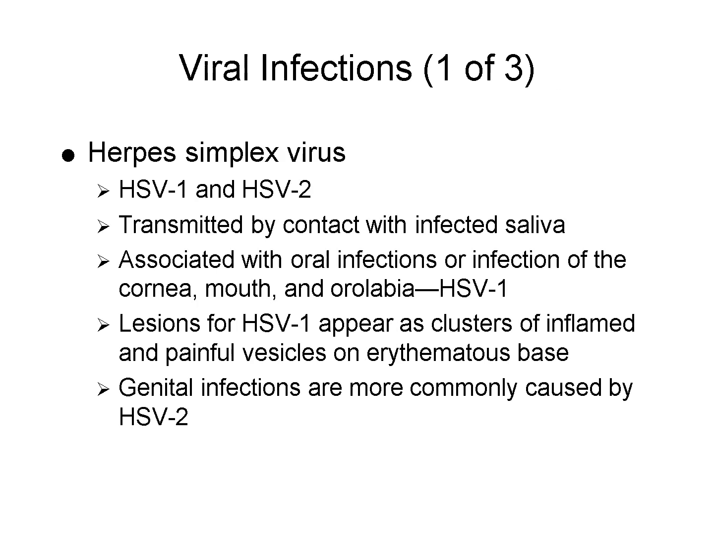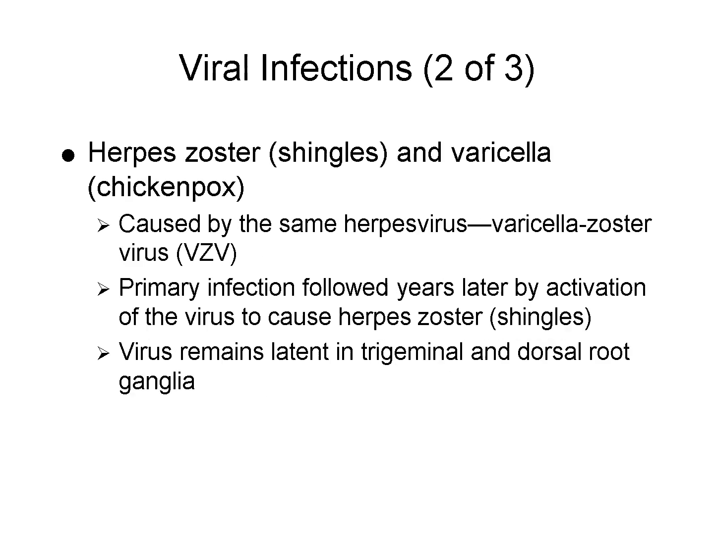Herpes simplex virus, HSV, includes HSV1 and HSV2. HSV1 typically causes oral lesions, while HSV2 is more associated with genital infections. The virus causes clusters of painful vesicles on a red base and is transmitted by direct contact. After initial infection, the virus remains dormant in nerve ganglia and may reactivate.